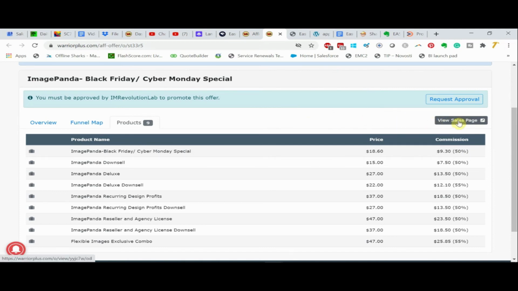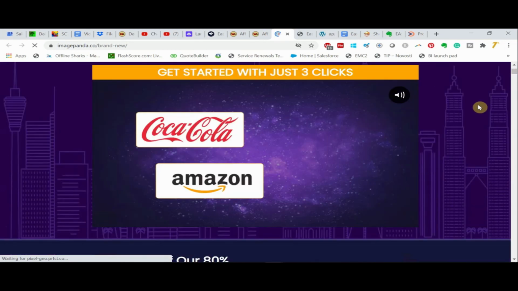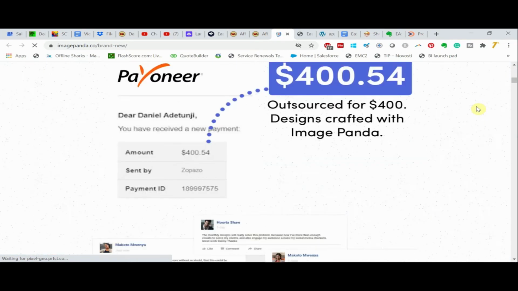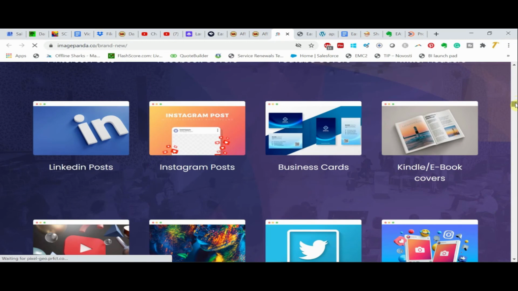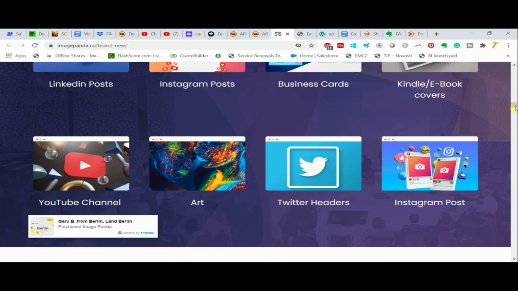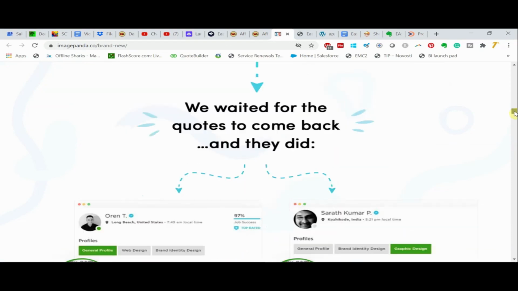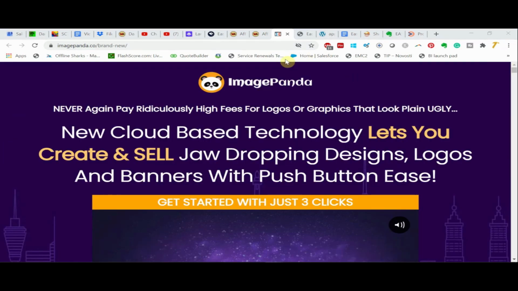Okay, so another thing I always do is, before I request approval, I always go and view the sales page, because I want to make sure that it looks good, that it's professional, because all kinds of people can be selling their products on the affiliate platforms. Yeah, this is a pretty decent looking sales page. This is actually what does the selling for you. Your job is just to redirect a potential customer to this page, and then they do the rest. But you need to have a good bait. Okay, so this is a good example of what I would apply for.